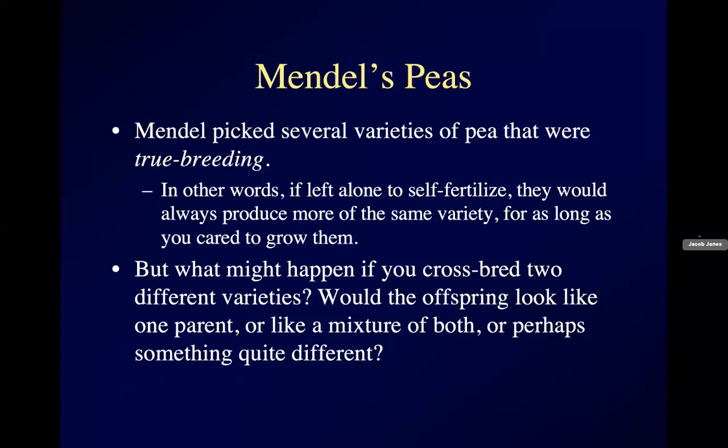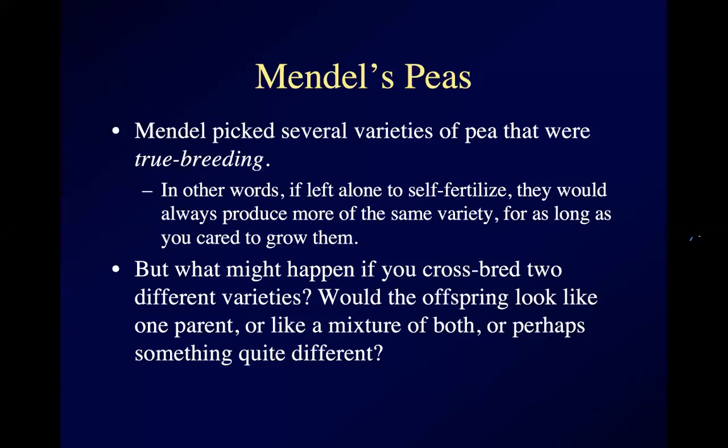And he picked several varieties of peas that were, as we say, true breeding. Meaning if you grew those peas in your garden and just left them alone, they would self-fertilize and they would always produce more of the same. So if you take a pea plant with purple flowers and you grow it and you let it self-fertilize, you get pea seeds. And if you plant those seeds, you'll get more plants with purple flowers. And if you leave those alone, those plants will produce seeds that grow into more purple flowered plants and so on. As long as you care to keep on going, you'll always plant seeds of a purple flowered pea and you'll get purple flowered peas.